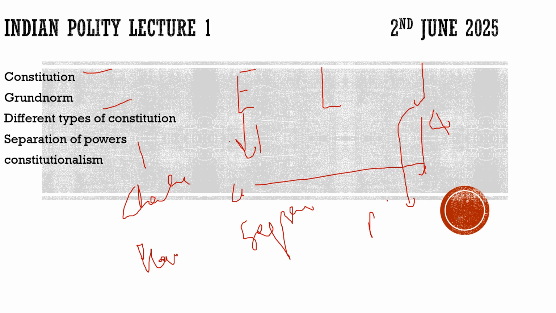But the question is, in India we have parliamentary democracy. So is it possible that there would be separation of powers between the executive and legislature? It is very difficult. In a presidential democracy it is possible: the executive would be from a different house, the legislature from a different house, and the judiciary from a different house.